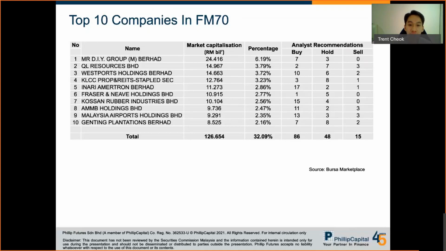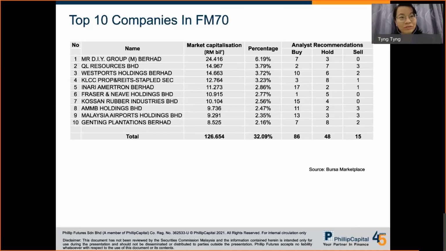So one way to do it is you go to any research portal, or your stockbroker portal, the platform. You just look at the market cap for the particular day, then you just write down the market cap for these 10 companies, sum them up, then you will get the market cap for the top 10 companies of FM70.